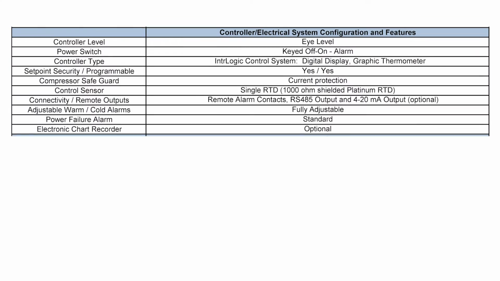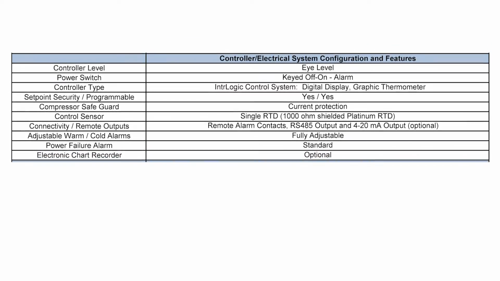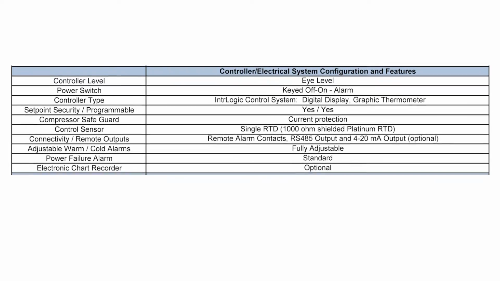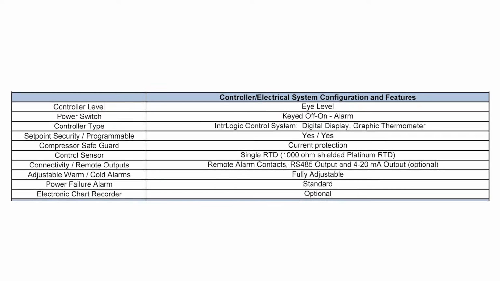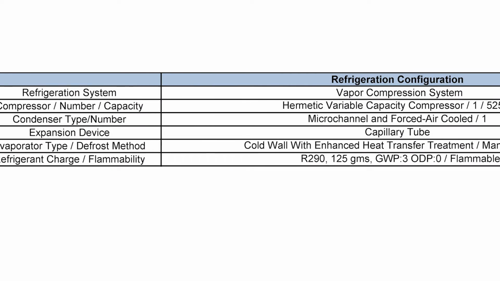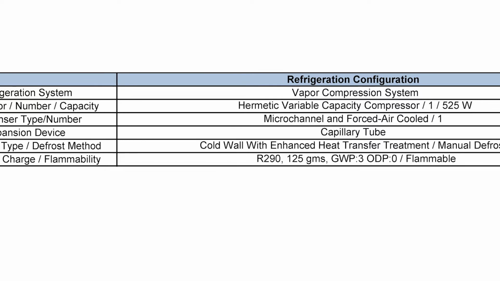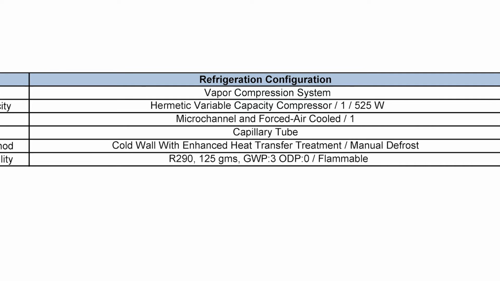The next section covers electrical system configuration, including important electrical aspects of the unit. You can also learn about controller types, compressor safeguards, and warm or cold information. The refrigeration configuration section discusses different aspects of the refrigeration system. Here you can find out how many compressors are included and what type of refrigeration is used. Knowing these details will help you fill out a new equipment information form to satisfy any building facility safety requirements.